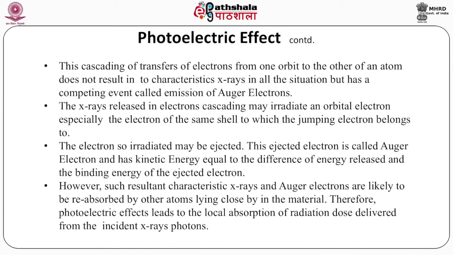This ejected electron is called Auger electron and has kinetic energy equal to the difference of energy released and the binding energy of the ejected electron. However, such resultant characteristic X-rays and Auger electrons are likely to be reabsorbed by other atoms lying close by in the material. Therefore, photoelectric effect leads to the local absorption of radiation dose delivered from the incident X-ray photons.